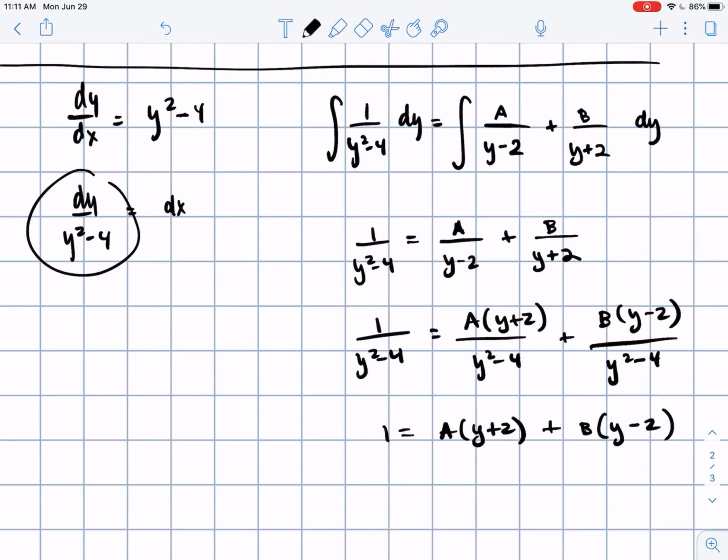So here, make y equal to 2. It'll get rid of your B value, and you'll get 1 is equal to 4A. So A is going to be 1/4. Do that with y equal to negative 2 as well, and you'll get 1 equals negative 4B. So B is going to be negative 1/4. Okay, and now you can integrate this, right? So you would have, right, what was A? Whoops.